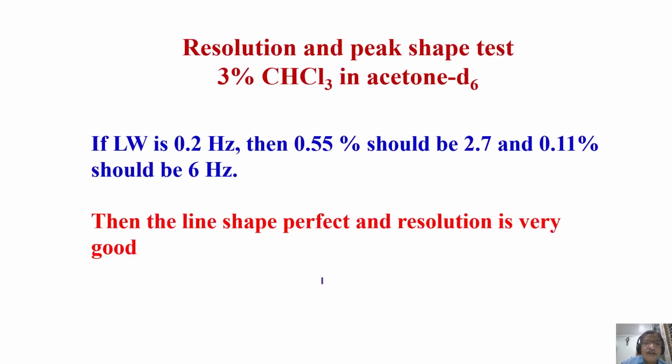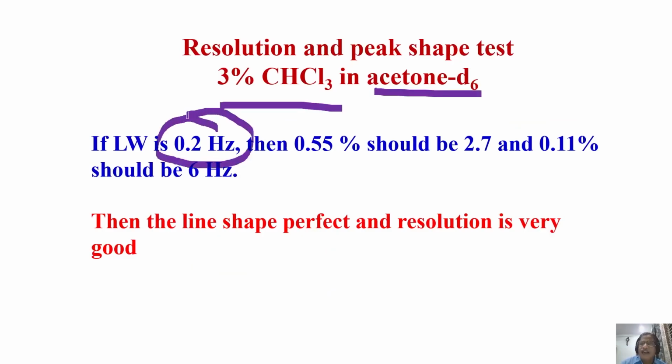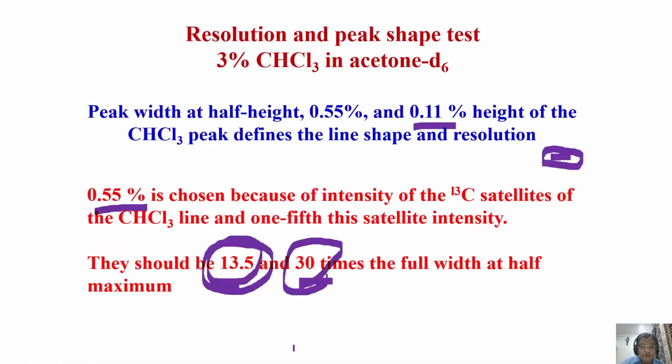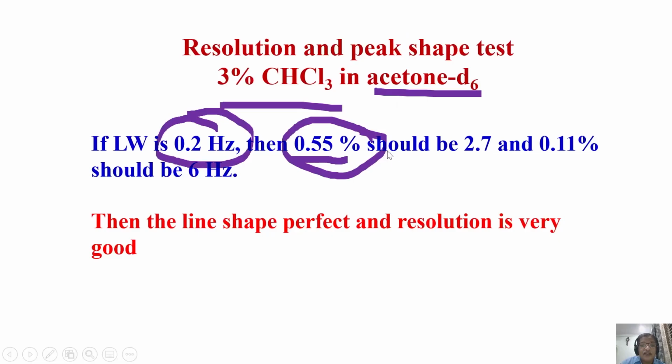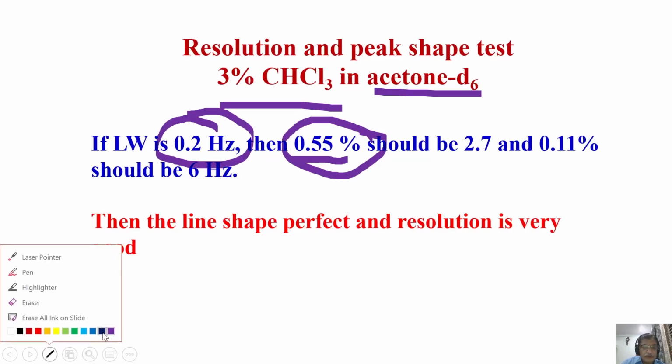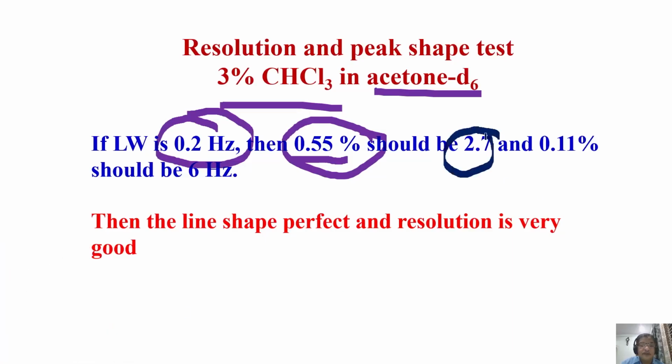I take an example. We have taken a spectrum with 3% CaCl3 in acetone D6. Let us say natural line width is 0.2 hertz. Fantastic resolution. Very good shimming is done. And we got the line width of 0.2 hertz. Then measure the line width of the main peak at the height of the satellites. What did I say? It should be 13.5 times. Multiply this by 13.5 times. This line width at 0.5% should not be more than 2.7 hertz. If it is more than 2.7 hertz, your line shape is bad.